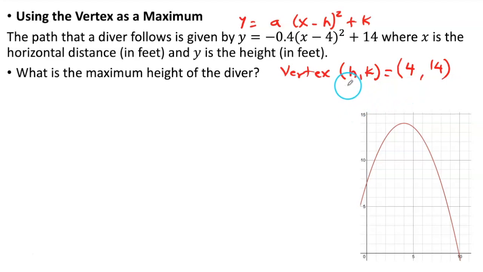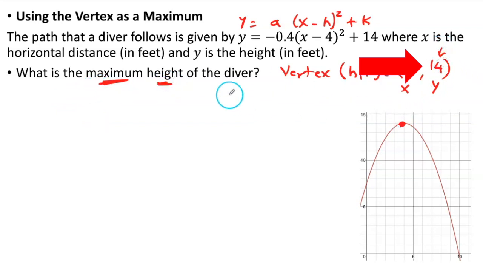Okay, what is the vertex giving me? The x value is the horizontal distance. The y value, the second value, is the height, the vertical distance. So in this case, this is my vertex, which is the highest value on this function, which is the maximum, right? So if they ask me, what's the maximum height? I'm looking for the y value. In this case, it's going to be 14 feet.